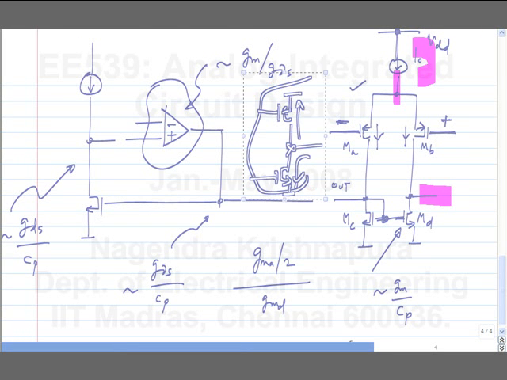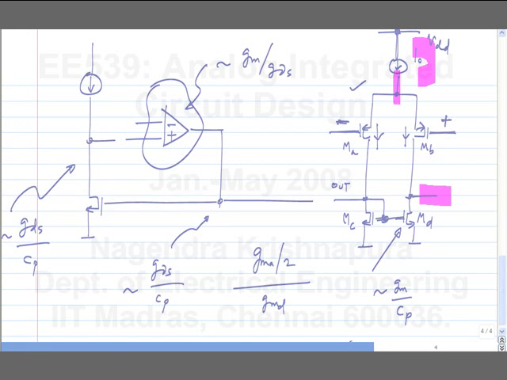So what you essentially do is you have to diode connect the other side also. Okay. So this is the circuit we have. I'll have a capacitor here.